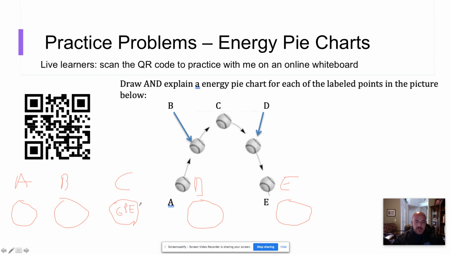The lowest point, it can't go any lower, has to be all kinetic energy. In this picture, both A and E are at the lowest point, so they're all kinetic energy. And then we just have to figure out, where is this? If you think it's about halfway, which I do, I would just draw both points B and D half GPE and half kinetic energy.